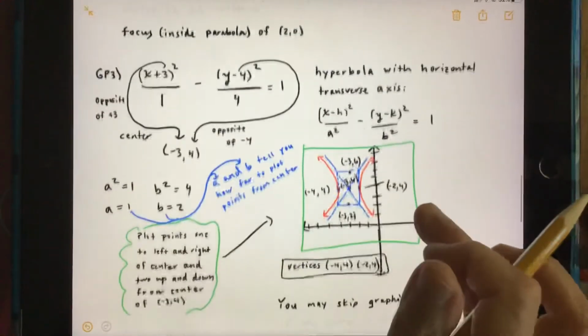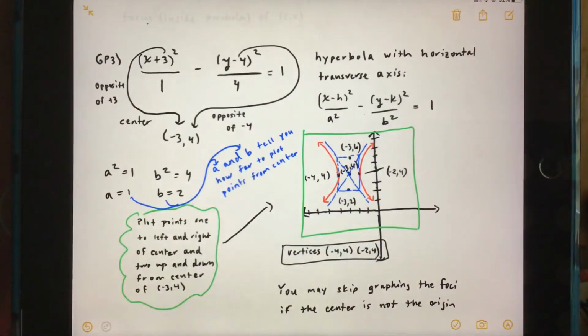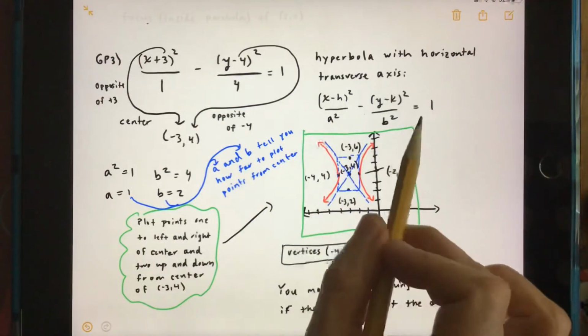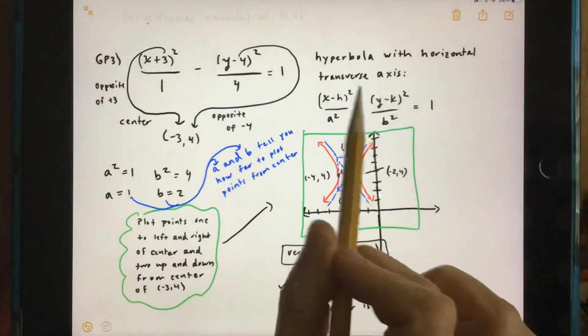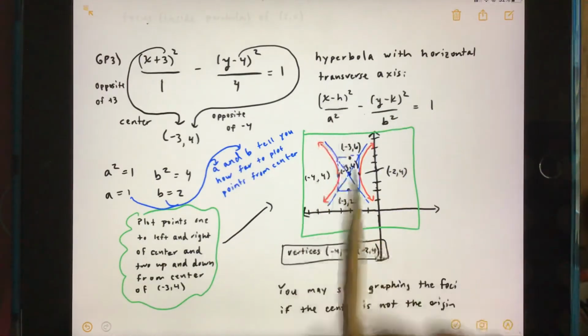All right, the next one, guided practice 3. We're going to recognize this as a hyperbola equation. We see that minus sign. So this is the equation we're going to pull off and use. So that means that we will have a horizontal transverse axis because the x squared part comes first.